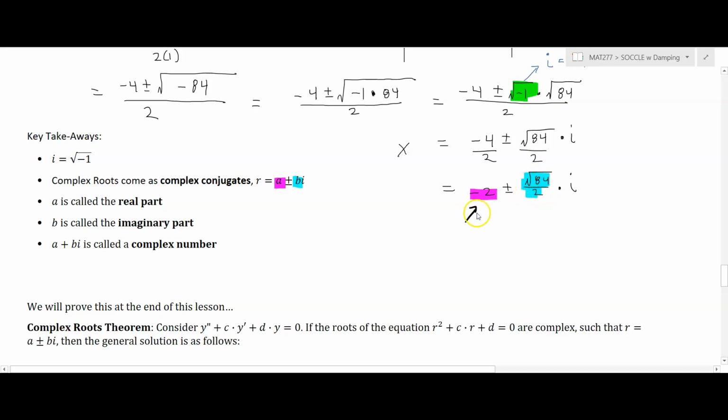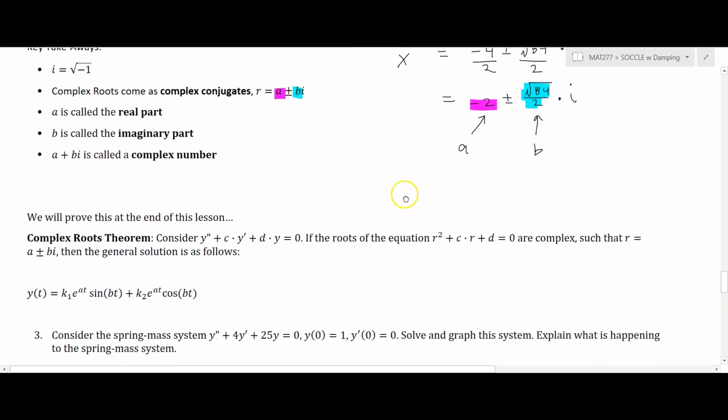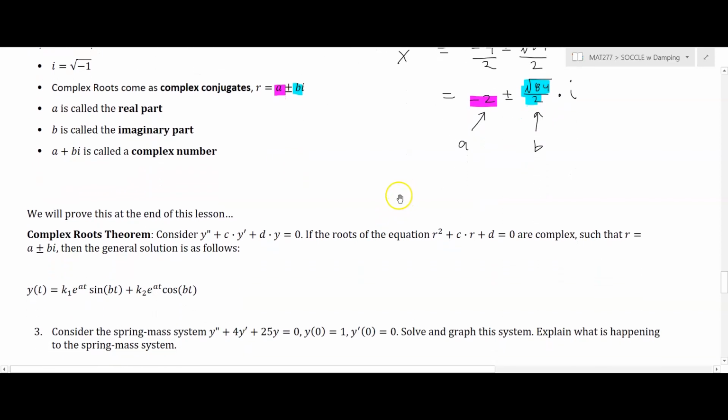So this is equal to a right there, and this number right here is b. Together, a plus or minus bi is called a complex number. Now, we'll prove this at the end of the lesson, but for all intents and purposes, just to be able to demonstrate this, let's go ahead and state the theorem first. So what happens if you have complex roots? Well, consider our differential equation. This is the same thing as what we were dealing with up here.